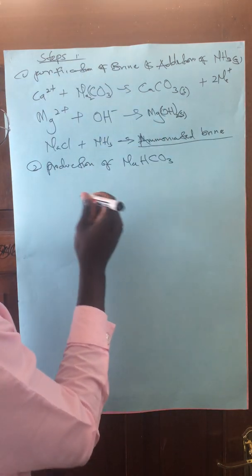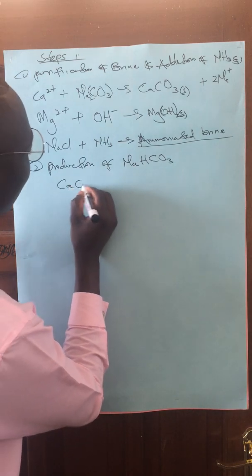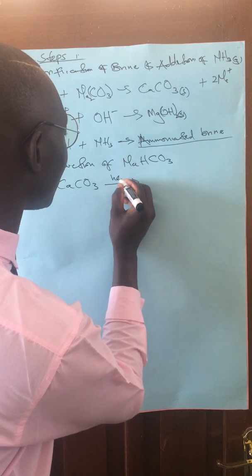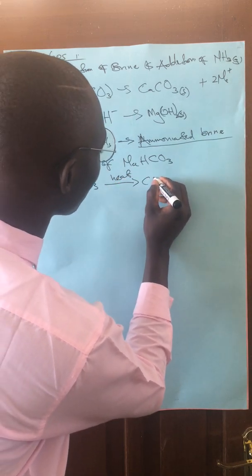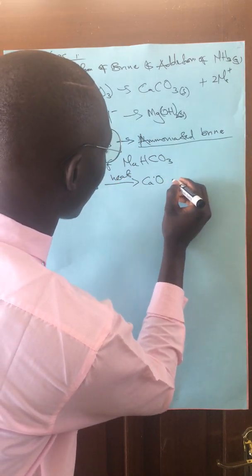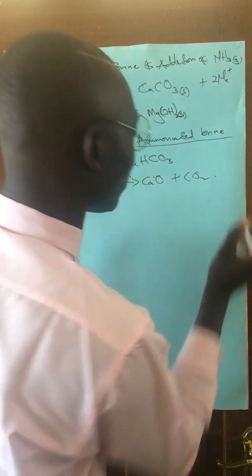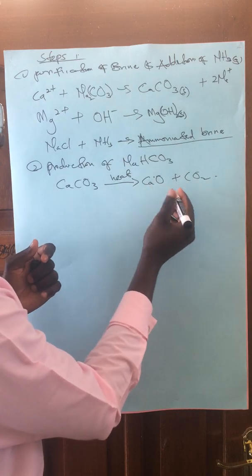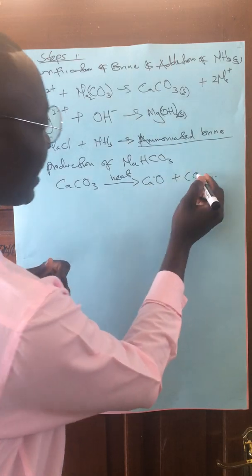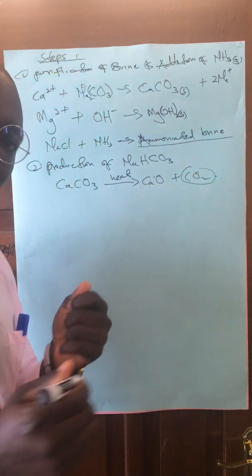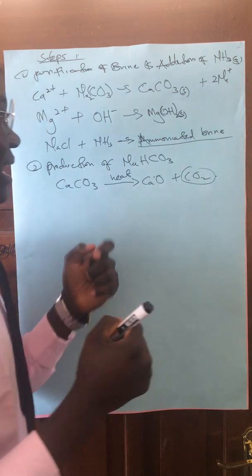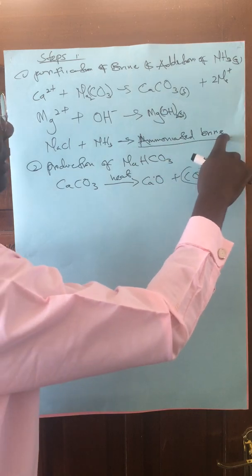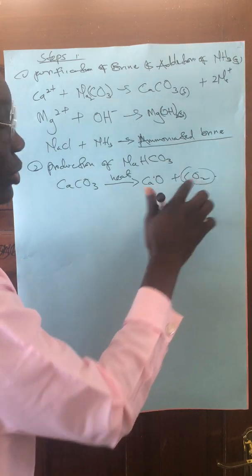The limestone, calcium carbonate, when subjected to heat, we are going to produce calcium oxide plus CO2. When we produce this CO2, we are interested in CO2. What happens is this. Just as I said, water is contained in ammoniated brine. Water is going to react with this CO2.